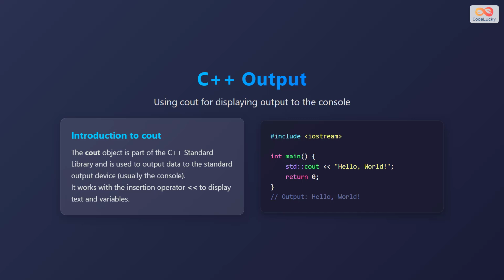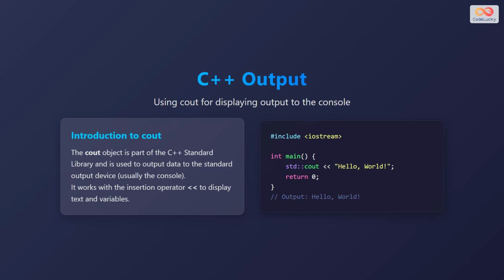In this lesson, we will explore how to display output to the console using C++, specifically using cout. The cout object is part of the C++ standard library and is used to output data to the standard output device, which is usually the console. It works with the insertion operator, which is represented by two less than symbols, to display text and variables.